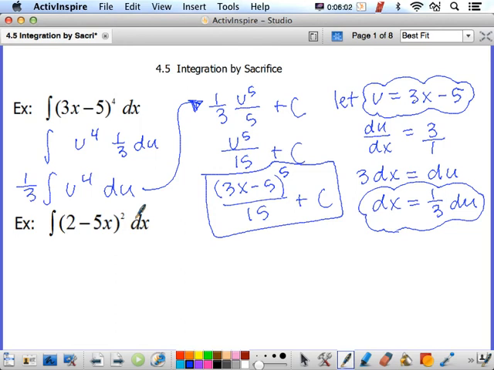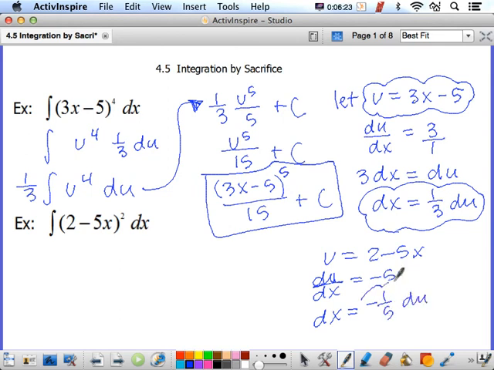So we're going to let u equal 2 minus 5x. du dx equals negative 5. So dx equals what, when you solve that? Negative 1/5 du? Yeah. And then I should have what I need to make the substitutions. So I'm going to put this in the place of dx and this in the place of 2 minus 5x. So I have 2 minus 5x is u squared times negative 1/5 du.